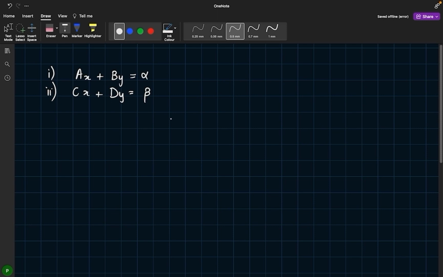Let's finally move on to Cramer's rule. Cramer's rule is used to solve simultaneous equations. Traditionally, you could use substitution, you could use elimination, where you make one of the variables equal to each other and then you eliminate. However, in Cramer's rule, what you do is you create a matrix out of this. So you say A, C, B, D, and the results alpha, beta, and this is your matrix. And the variables you want to solve for are x and y, of course.